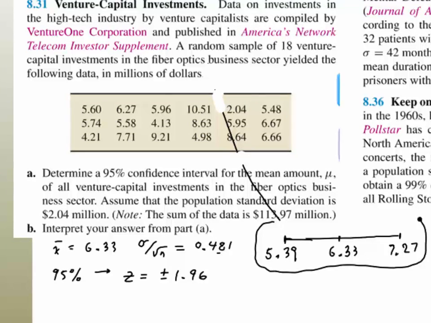So, who can interpret what this thing means? So, what did we just do? It's not just all numbers and calculations and answers, right? This is all meaningful and useful, right? And so we're the managers of that, so we have to understand it. Who can explain what we just found? Randy. Yep, our best guess at the population mean is 6.33, and we're 95% sure that the actual population mean falls between 5.39 and 7.27.